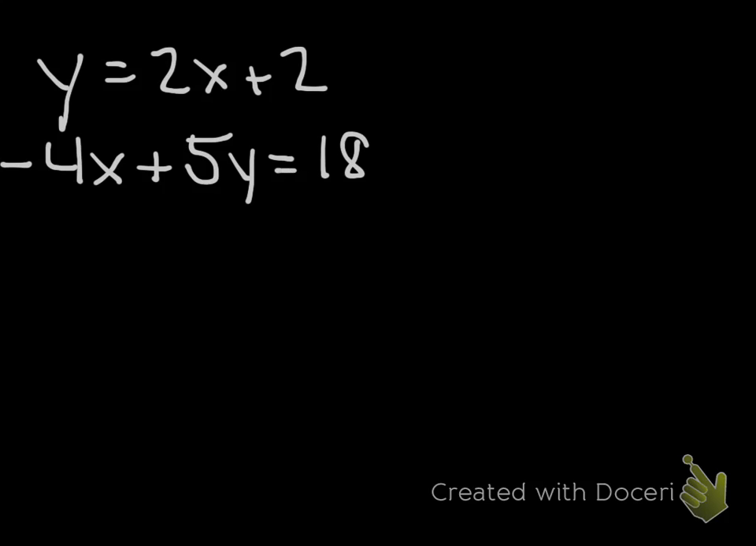So here's what I'm going to do instead. I notice here that y equals 2x plus 2. The substitution method says that, well, I have a y here in the second equation. I know that y equals 2x plus 2.